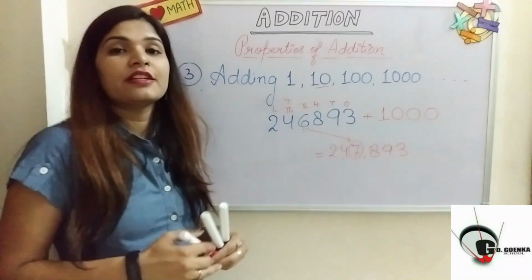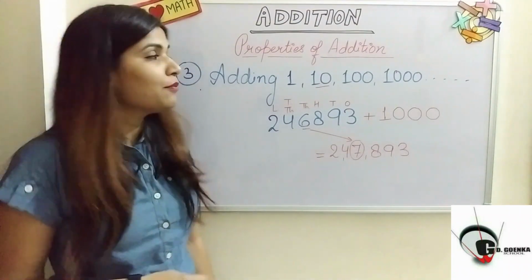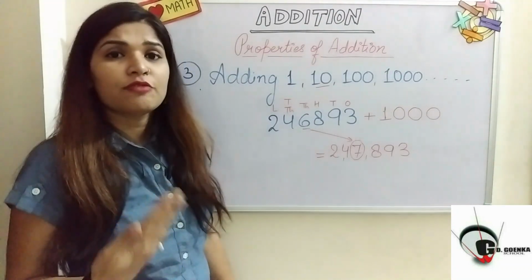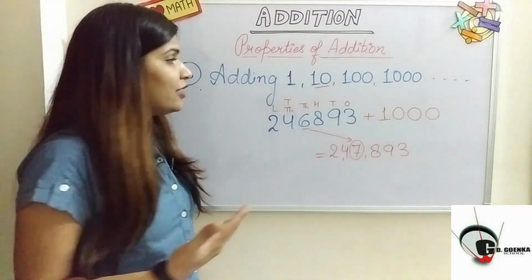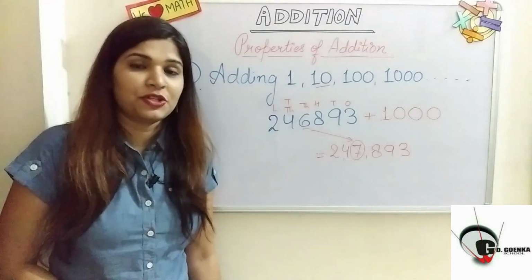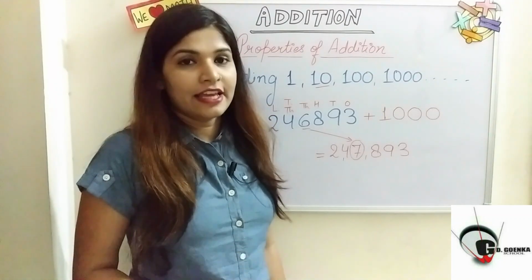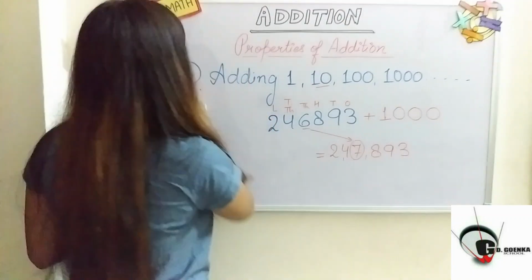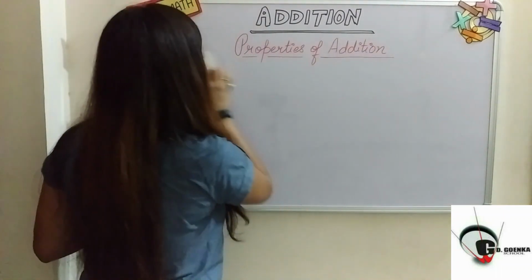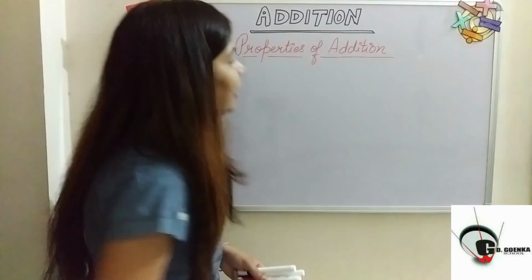So similarly children, you can add more and more numbers which are multiples of 10. Multiples of 10 means 10, 100, 1000, 10,000, 1 lakh, 10 lakh. Any of these numbers you can add with this short trick. It is also a short trick for addition. So children, I hope this topic is clear to you now. Let me give you some examples or questions by which we will get this topic more clear.